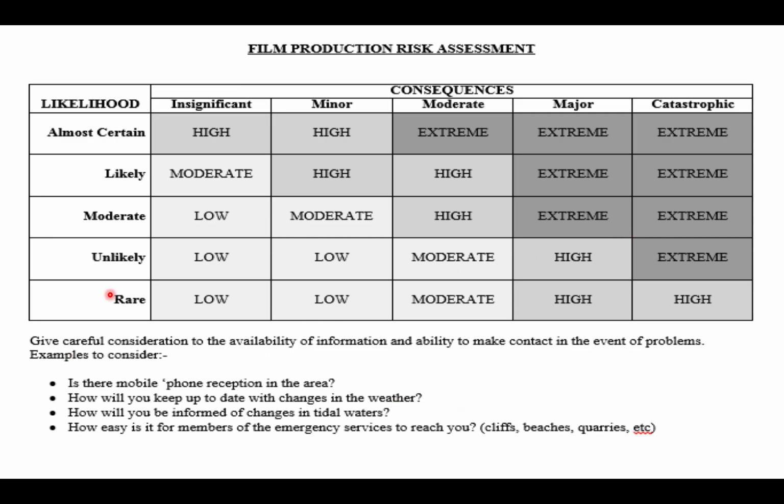Now, it might be unlikely or moderate that we place that, but we know that that could have quite moderate or major reactions. So we're hitting it around this area, high, again, or even extreme. Okay? So you need to think about what could be the risk and would it be classed as high, moderate, low, or extreme, based on looking at the likelihood first and then the consequences.